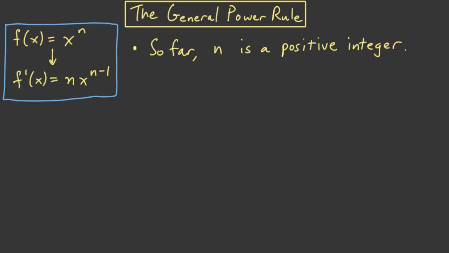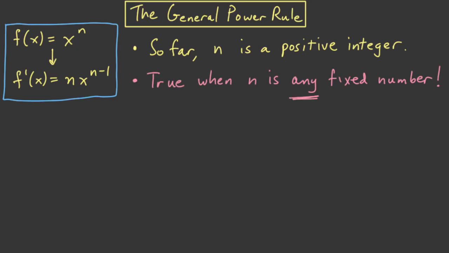And if you think back to how we proved the power rule, that's really appropriate because we proved it using polynomials and factorization. And so we were assuming that n was a positive integer back then. The exciting news is that the power rule is actually true if n is any number, any fixed number whatsoever. We're not going to prove this just yet. We'll save that for later sections, but we do want you to know this fact and be able to use it right now.